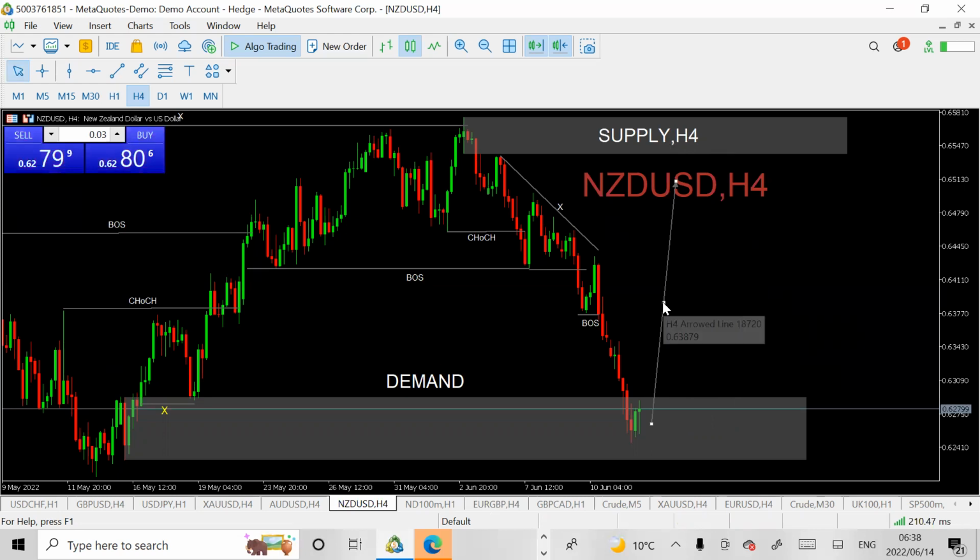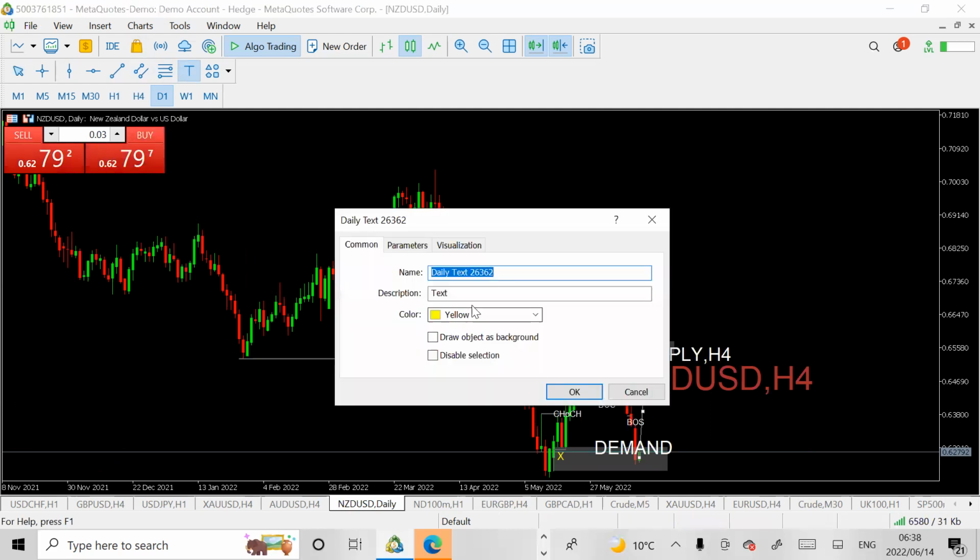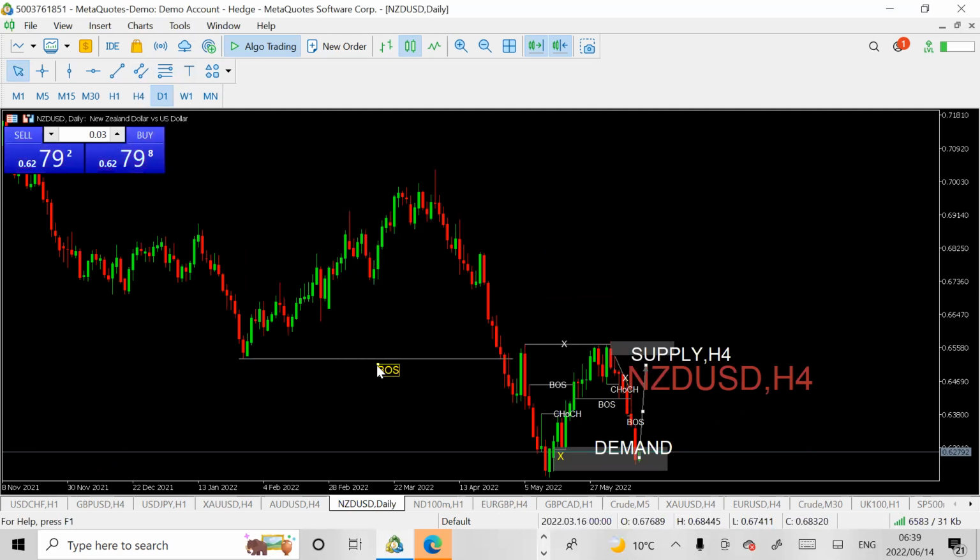I made this analysis on Monday, before the market opened, and I marked it before we talked about the market structure. You remember? Since we are day traders, we start mapping the market structure from daily. We marked the most recent break of structure on daily, which was this one.